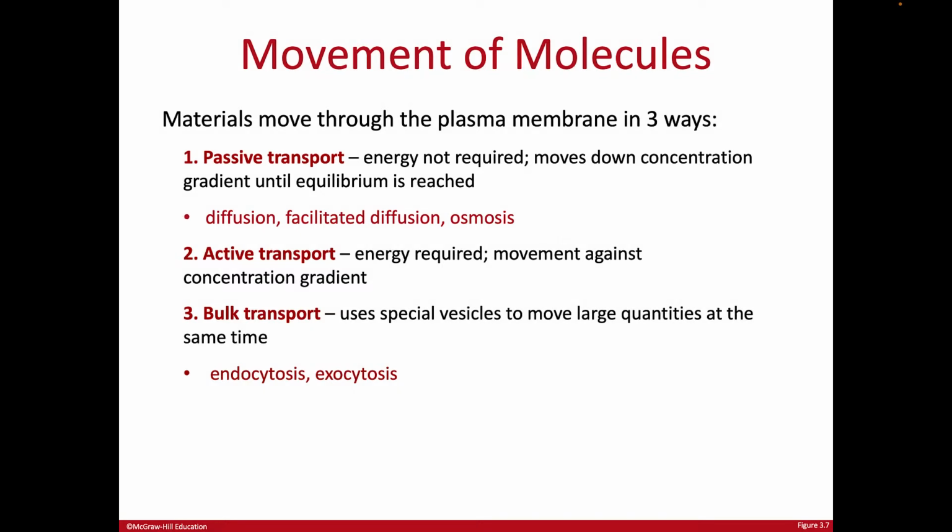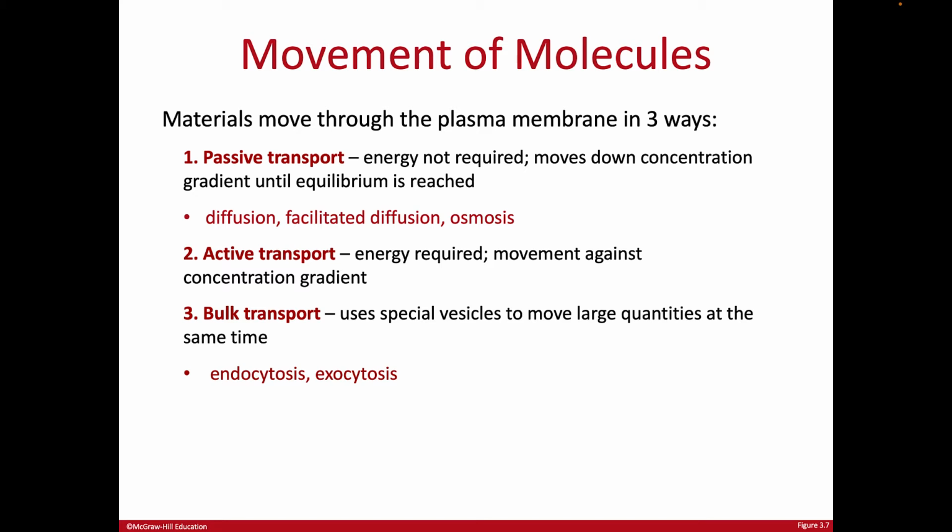Materials move through the plasma membrane in 3 different ways. This lecture is going to talk about passive transport. Energy is not required for passive transport, which is why it's called passive. Really, though, the energy is already stored in the system because of the concentration gradient.